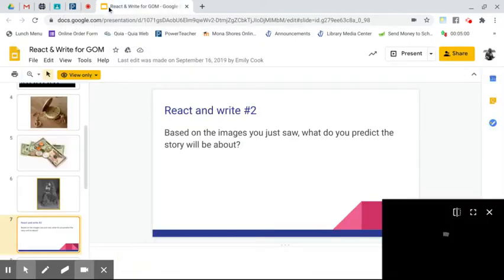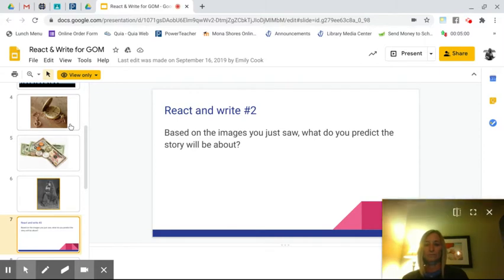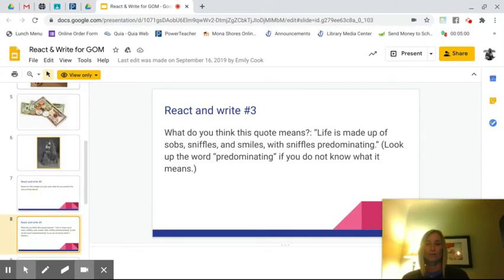Next question. What do you think this quote means? Life is made up of sobs, sniffles, and smiles, with sniffles predominating. If you don't know what predominating means, you should look it up. So take a minute and write down what you think that means.